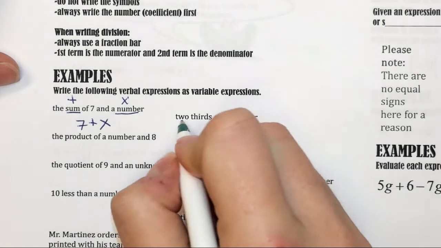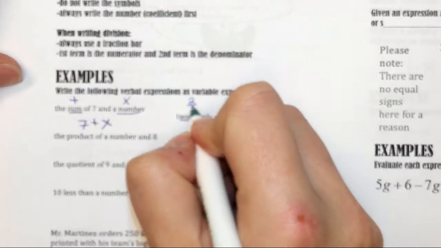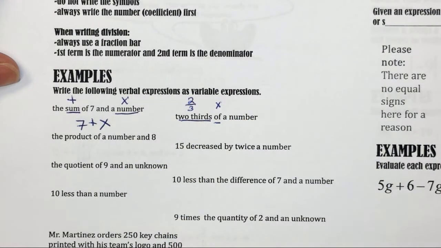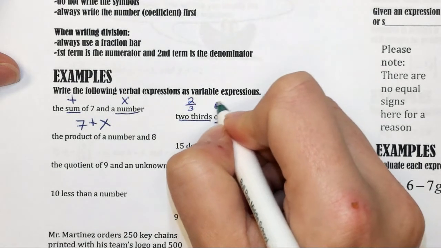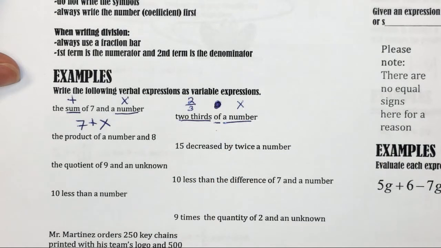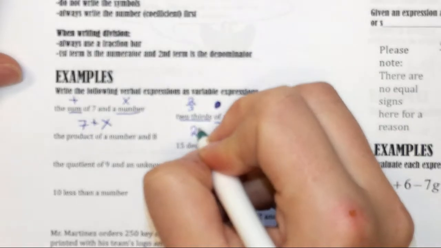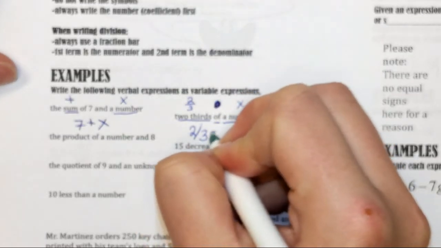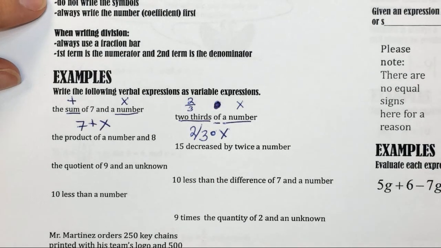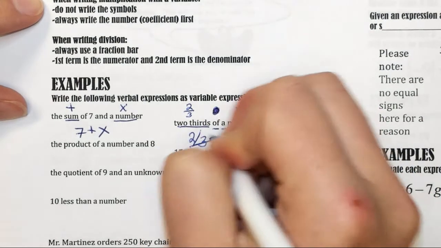All right, 2/3 of a number. Of typically means times. Okay, and I'm going to use a dot here because I don't want to confuse times with x, a variable, or a number. So this is 2/3 times x, but notice our tip said when writing multiplication, do not write the symbols. So we're going to write this as 2/3 x.